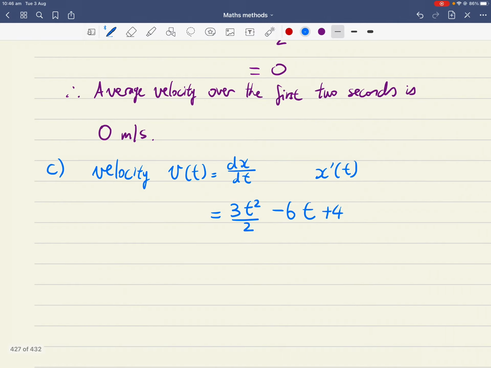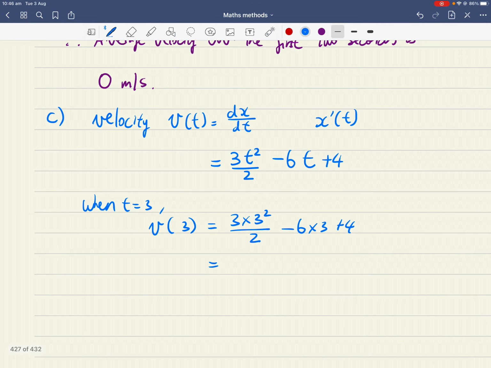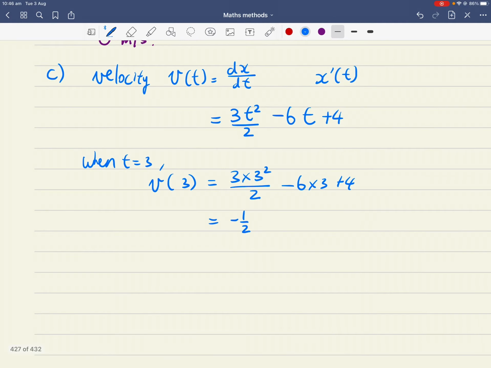Now we want v of t at 3 seconds. So when t equals 3, v of 3, so put in a 3 wherever t occurs. If you use a calculator, that gets us -0.5. So again, it's okay for the negative sign because the negative indicates the direction at which the particle is traveling. Then what do we want?